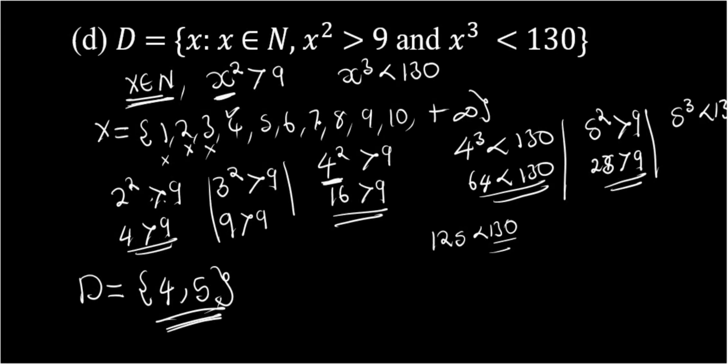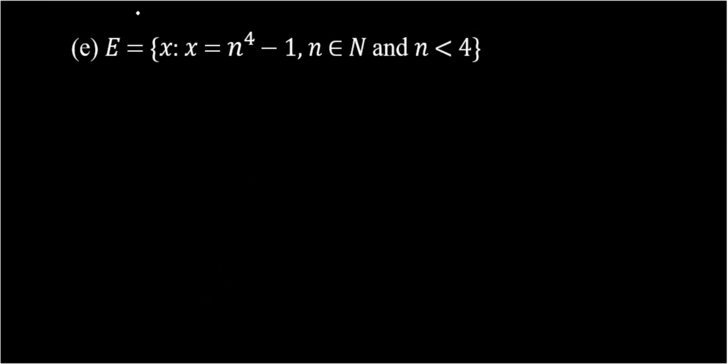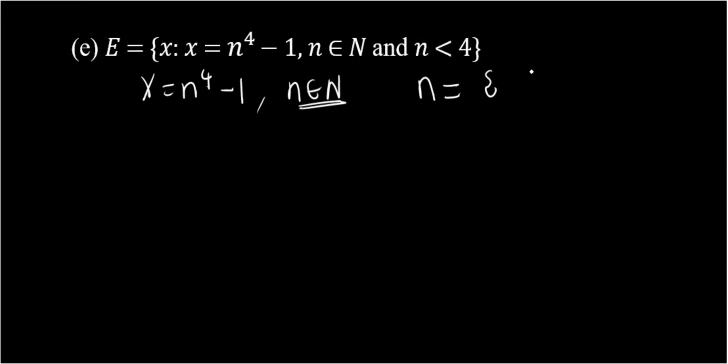Now let's go to the other question. If you look at this question, it's saying x is equal to a to the power 4 minus 1. Then they're saying n is a member of the natural numbers, and n is less than 4. Now what are those natural numbers? The natural numbers less than 4 are 1, 2, then 3. You're not supposed to end at 4 because here there's no equal to.